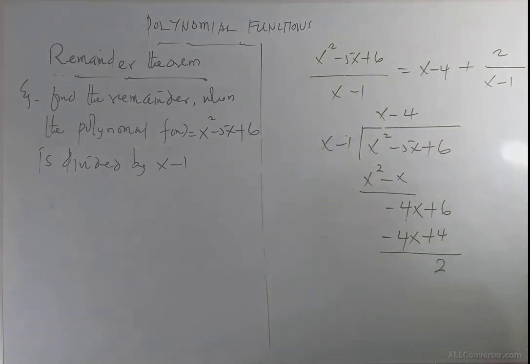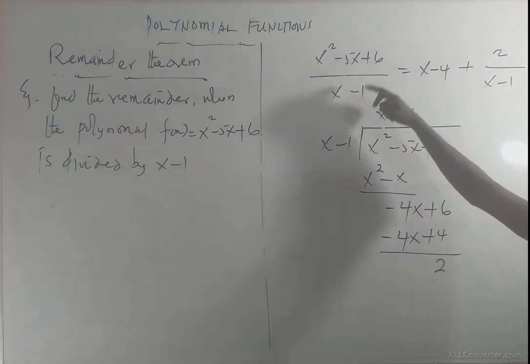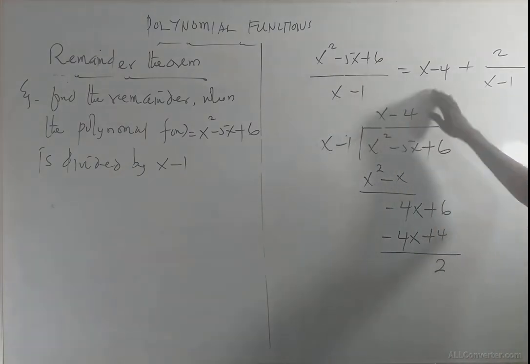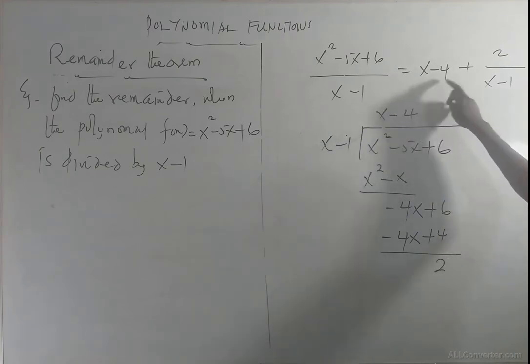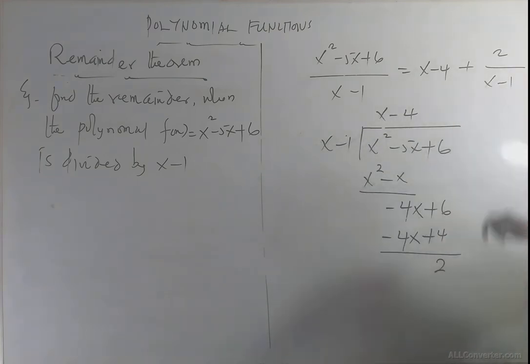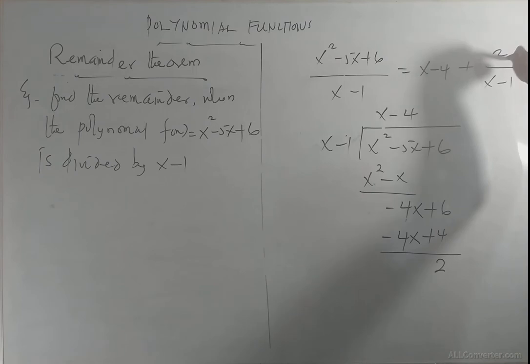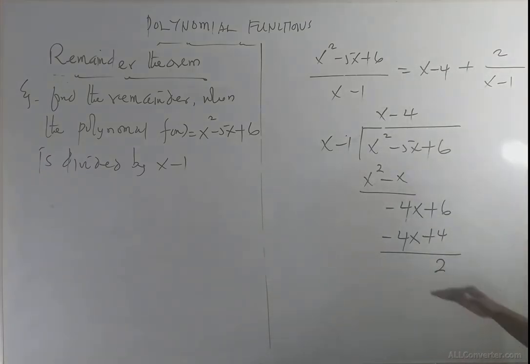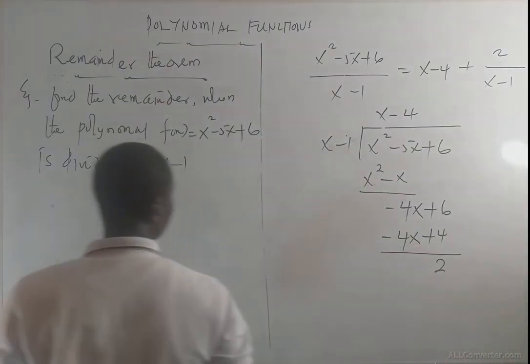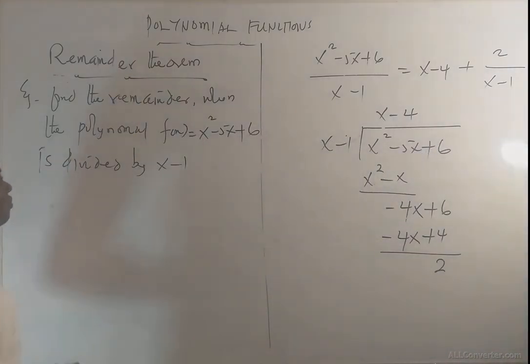And I guess you understand that. When you refer to my presentation on division of polynomials, you understand what I'm talking about here. So, when we divide x squared minus 5x plus 6 by x minus 1, we are getting x minus 4 as the quotient plus the remainder over x minus 1. But we are interested in the remainder. And so the remainder is 2. So when you divide this by this, you have to find the remainder. The remainder is 2.